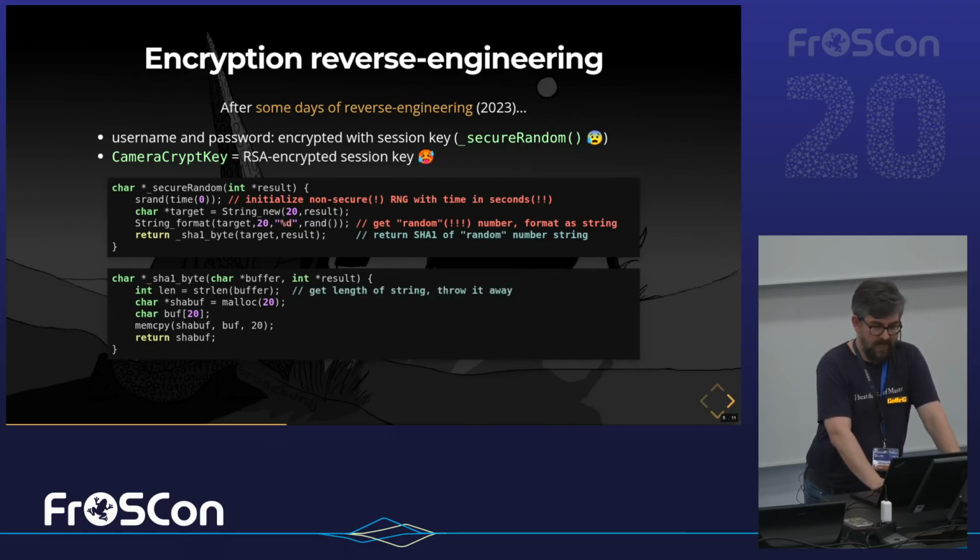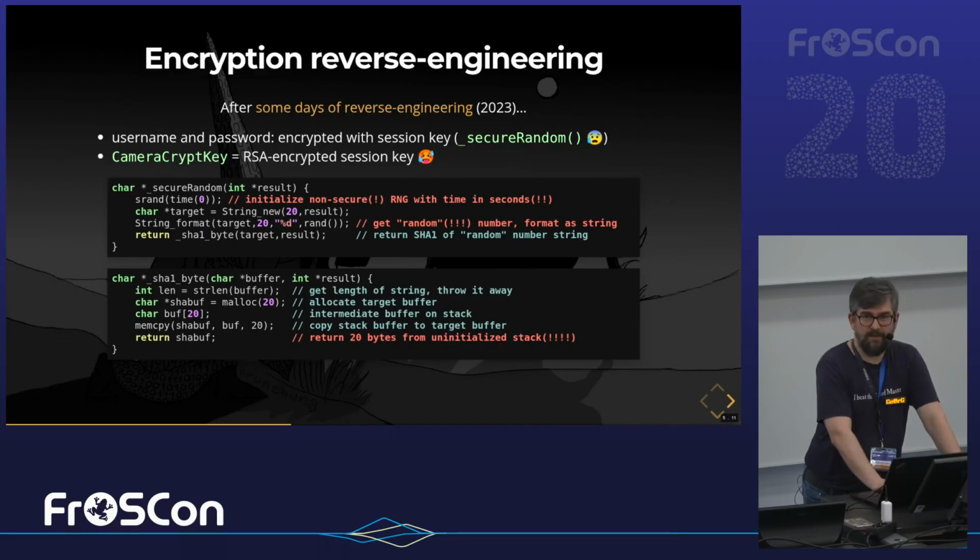First, it obtains the length of the number that we have just passed to it. Then we allocate a buffer on the heap that we are going to return later. Then we allocate an intermediate buffer on the stack. And then we copy the uninitialized stack buffer to our result buffer and return that. So essentially, we are just returning 20 bytes from whatever the program was running before, which is still more entropy than the second based one, but not really cryptographic wonder.